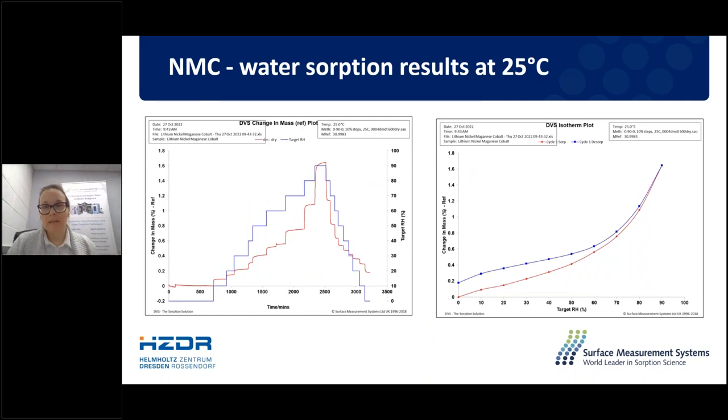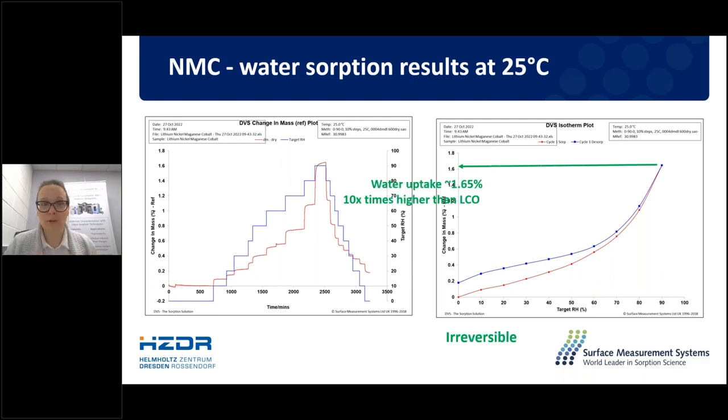In the case of the NMC, we saw it has much higher water uptake compared with the lithium cobalt oxide, 10 times higher. It has a higher affinity to attract water, and the sorption is not reversible. So it's irreversible, and some water remains on the surface.